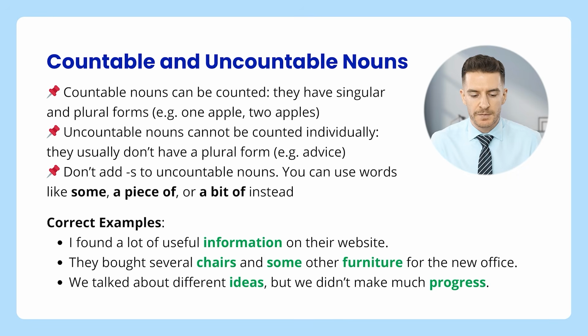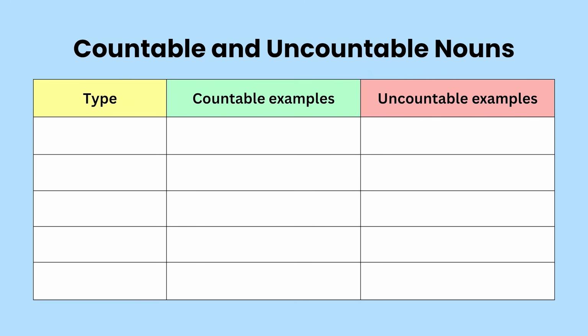And the final example, we talked about different ideas. Well, idea is countable. That's why we add an s here, but we didn't make much progress. Now, progress is uncountable, and that's why we don't have an s here. So let's have a look at some more countable and uncountable nouns.